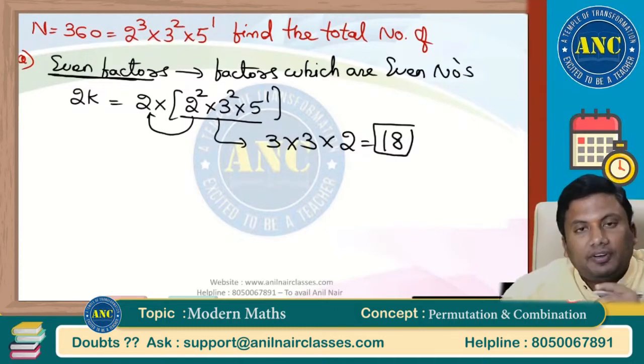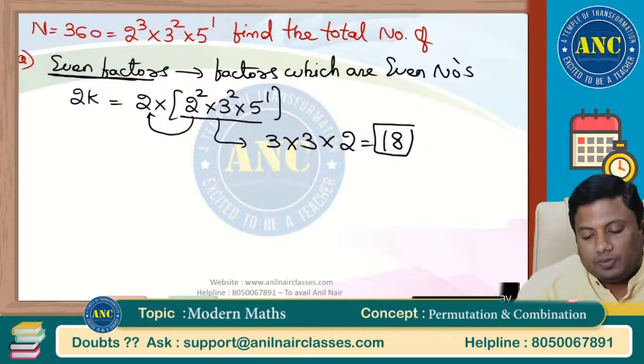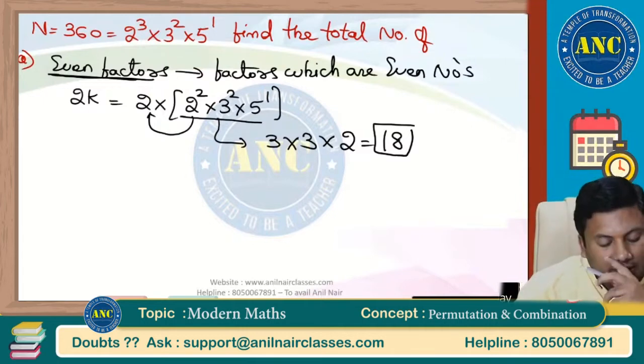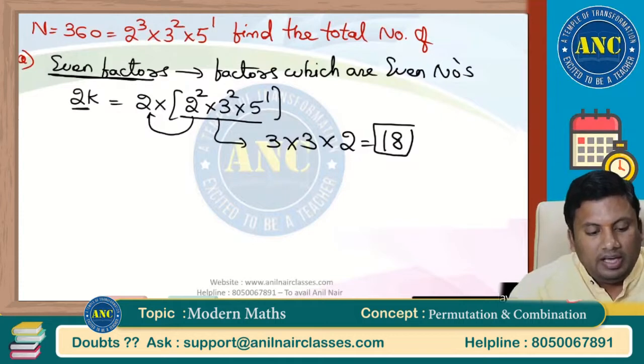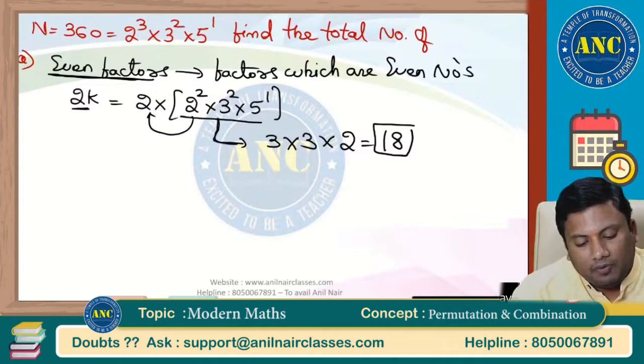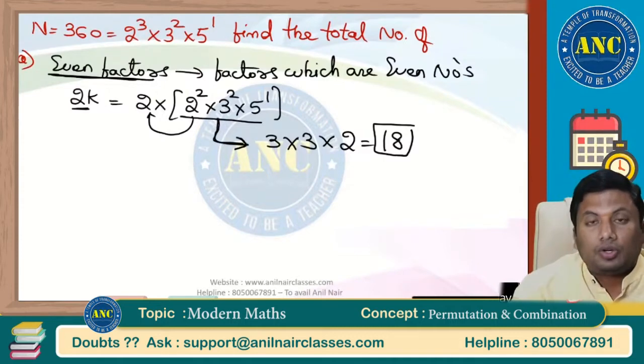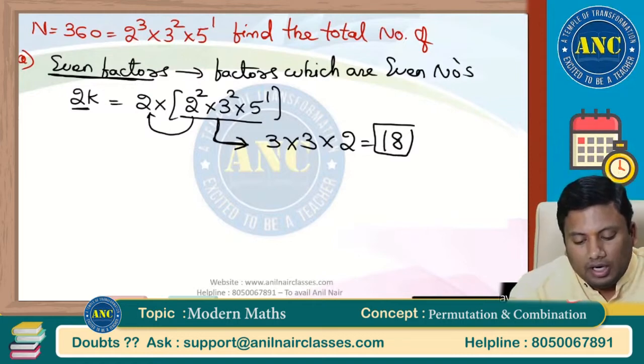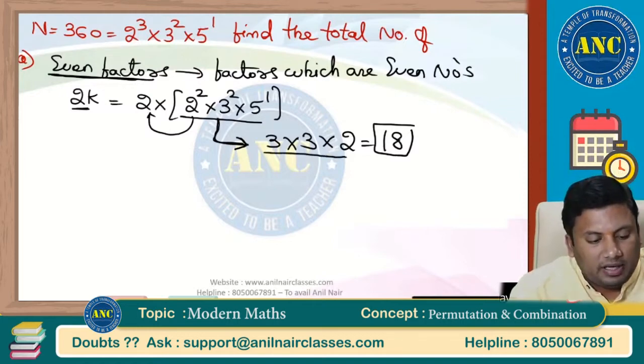Again I am repeating. Total number of even factors. Even factors means factors which are even numbers. Any even number is of the form 2k: 2 into 2 square into 3 square into 5 power 1. 0 to 2, 3; 0 to 2, 3; 0 to 1, 2. 9 2s are 18. The answer is 18.